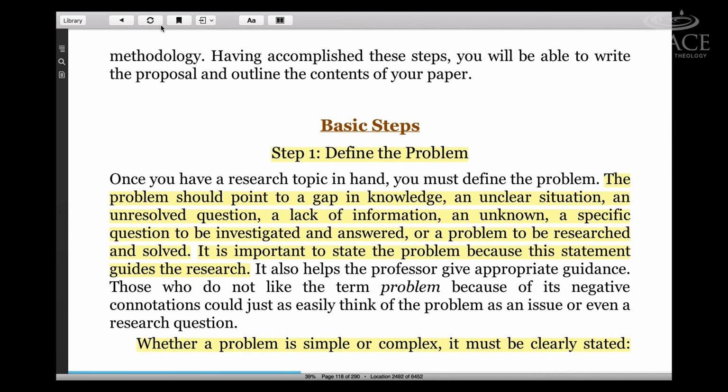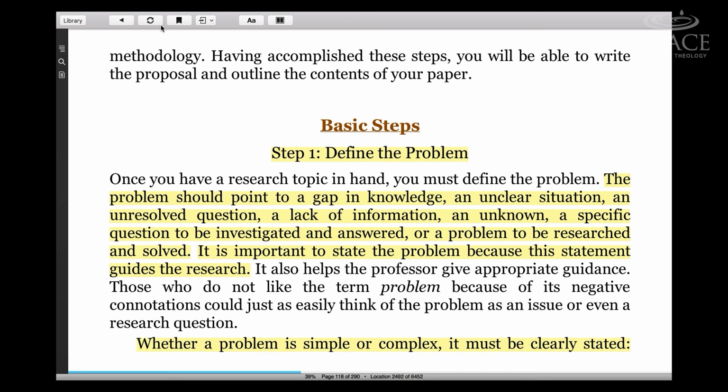The basic steps of research. Step 1, defining the problem. In the last chapter we saw the importance of coming up with a specific question to answer. It shouldn't be too general. The problem should point to a gap in knowledge, an unclear situation, an unresolved question, a lack of information, an unknown, a specific question to be investigated and answered, or a problem to be researched and solved.